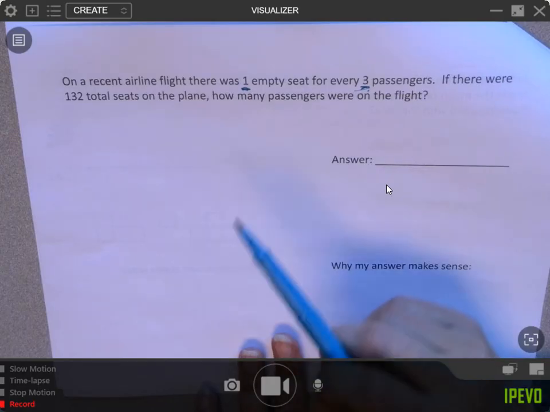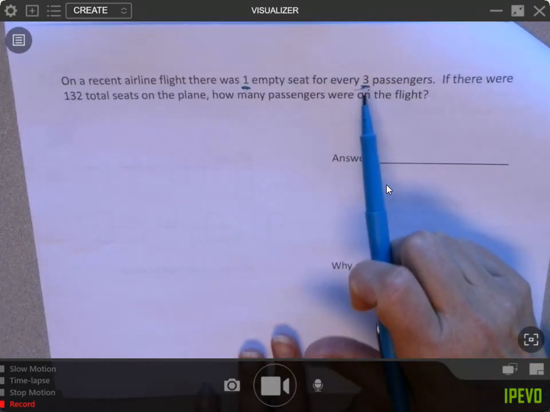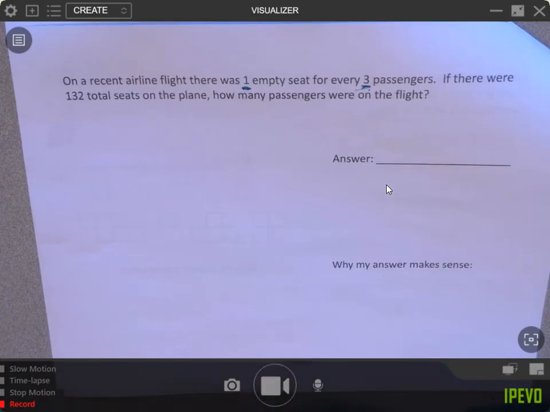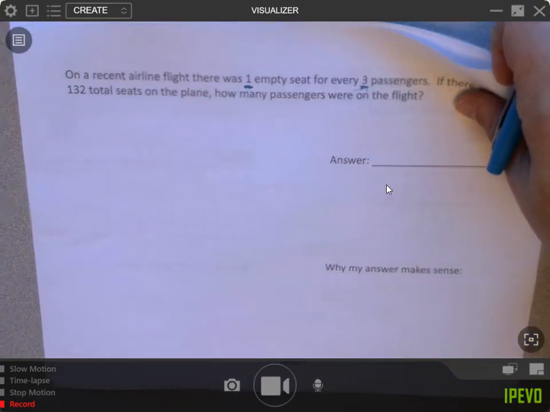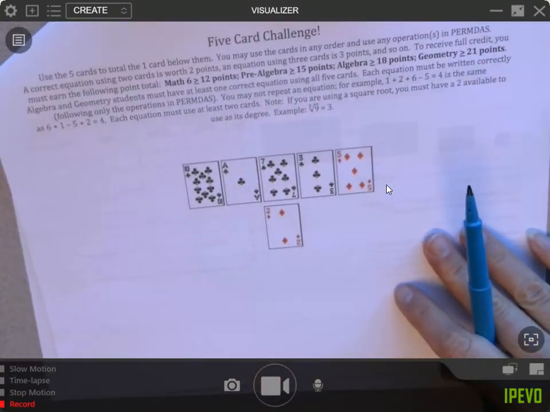So see if you can figure out if there are 4 seats in our skip counting, right? Divide down to see how many empty seats there would be. Then you can figure out how many total or passengers there would be.